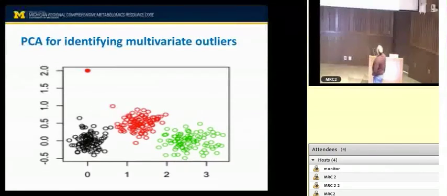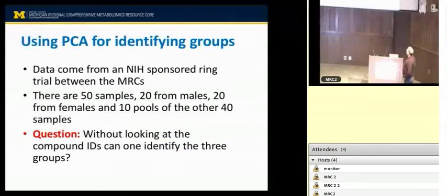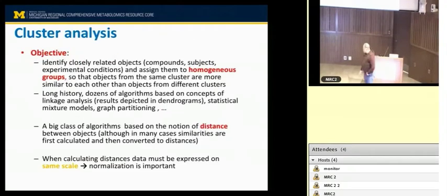We already talked about identifying outliers. Okay, I'll skip this. Let me get to cluster analysis.